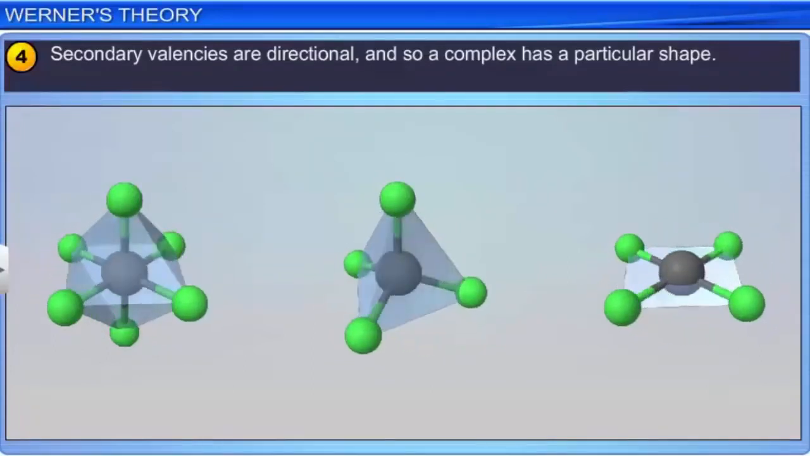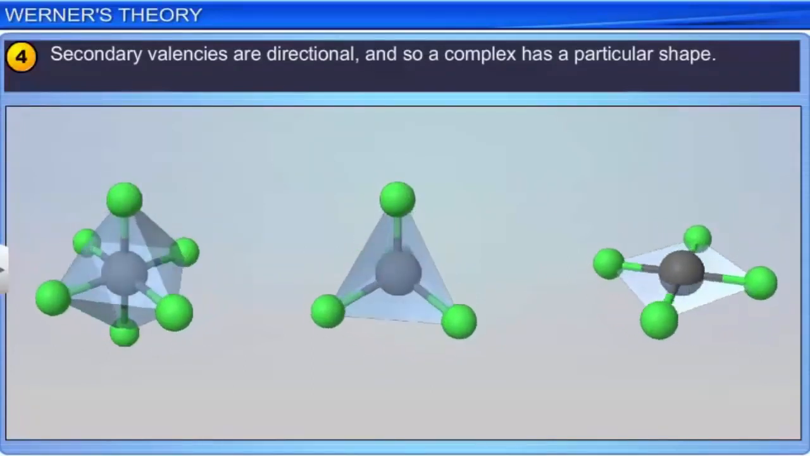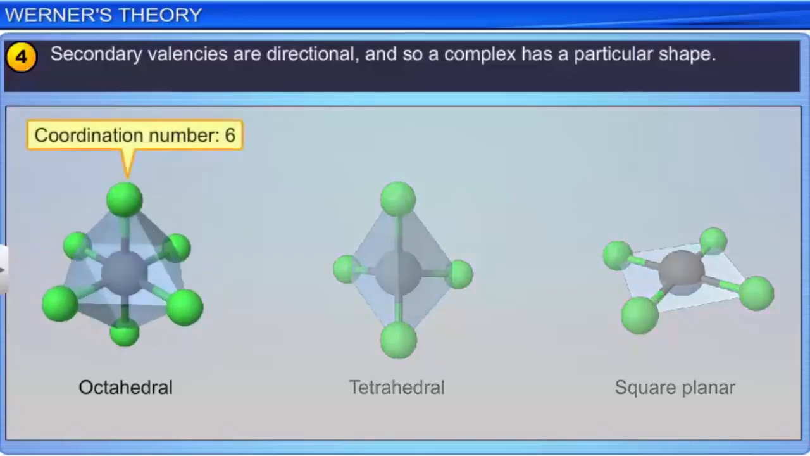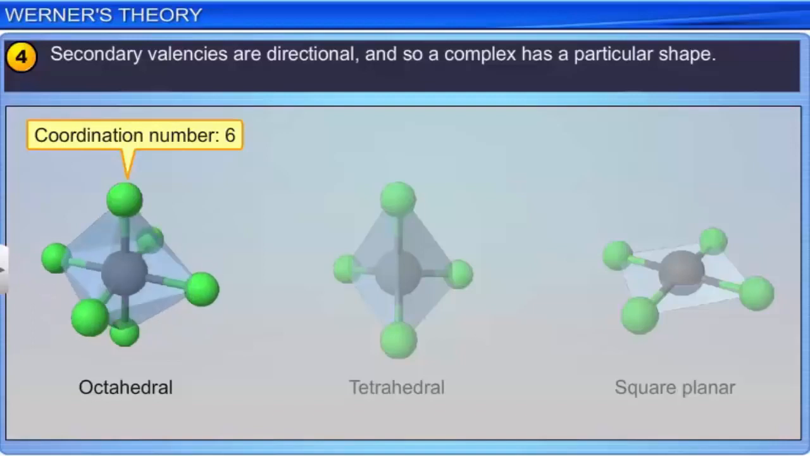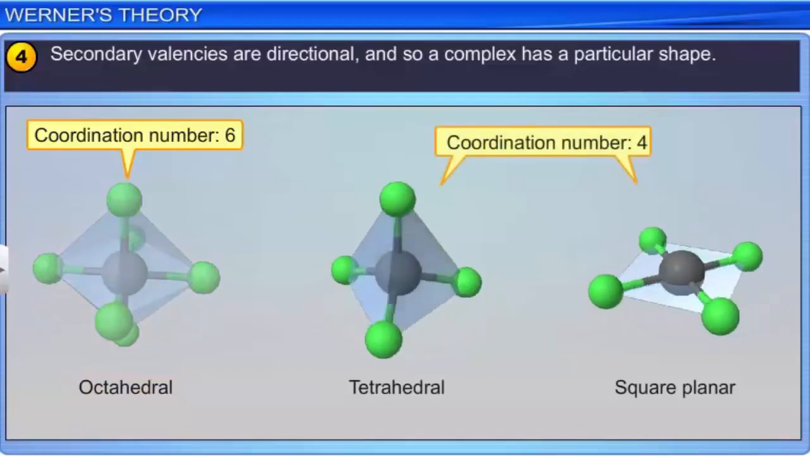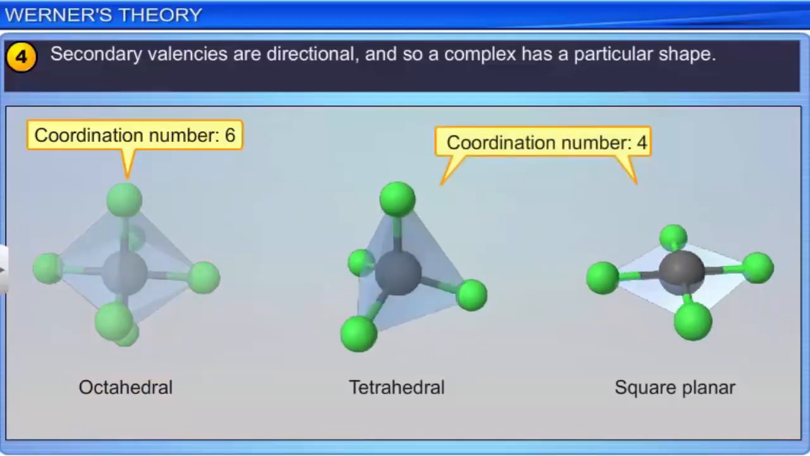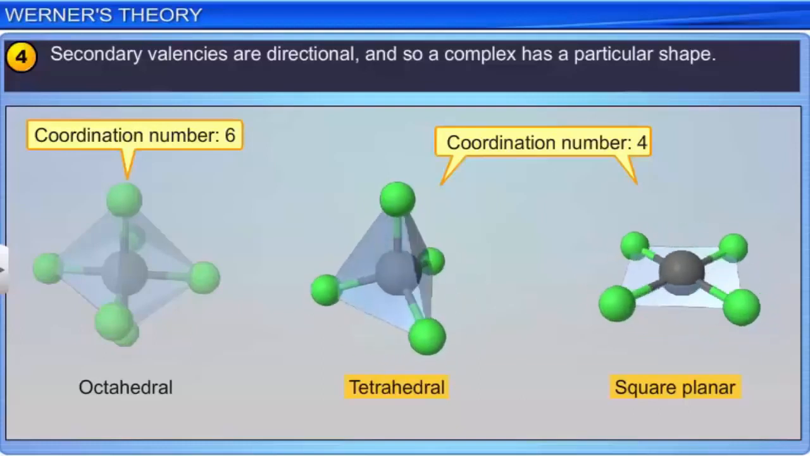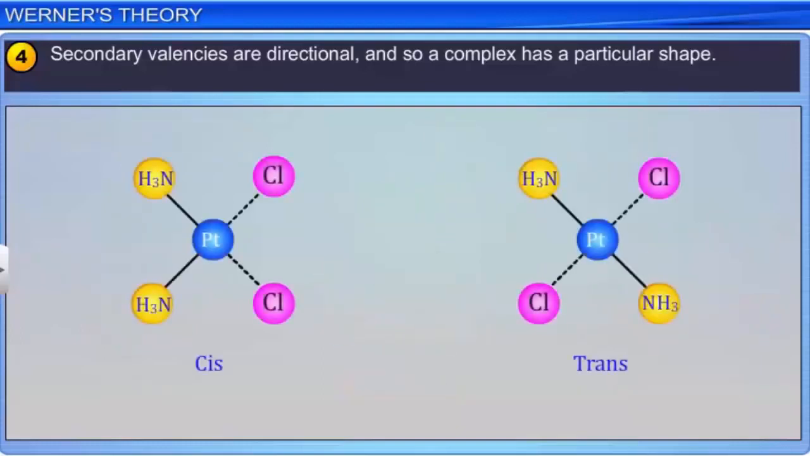The fourth postulate is that secondary valencies are directional, and so a complex has a particular shape. The number and arrangement of ligands in space determines the stereochemistry of a complex. The most common coordination number in transition metal complexes is 6, and the shape is usually octahedral. The coordination number 4 is also common, and this gives rise to either tetrahedral or square planar complexes. This postulate predicted the existence of isomerism in coordination compounds.